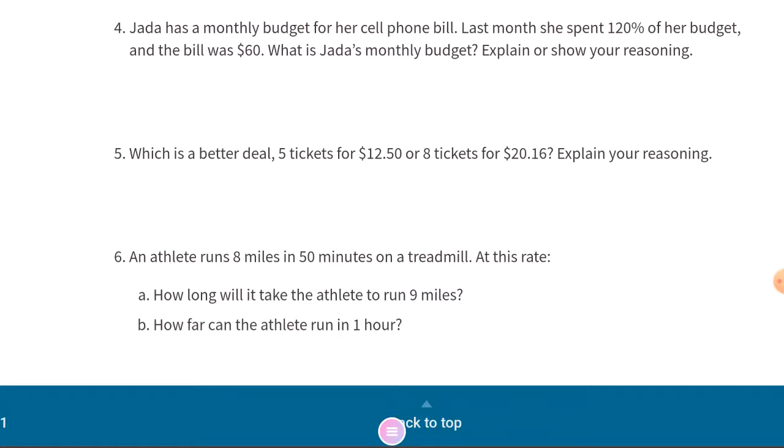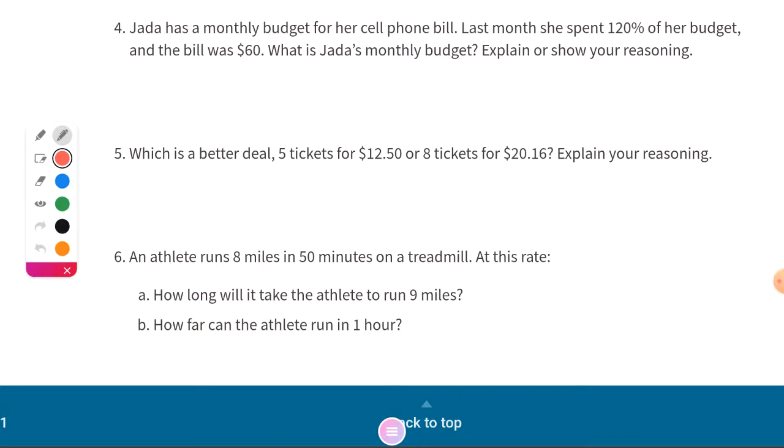Who has the phrase? What phrase do I need to solve? So it says, Jada has a monthly budget for her cell phone bill. Last month, she spent 120% of her budget, and the bill was $60. What is Jada's monthly budget? Explain or show your reasoning. Who can come up with my phrase? Look for the percent. It's always close to the percent.